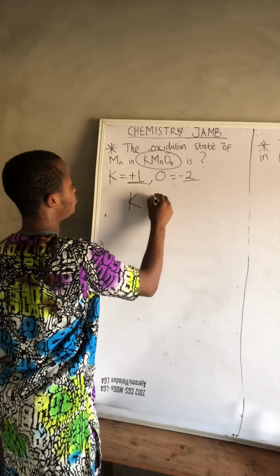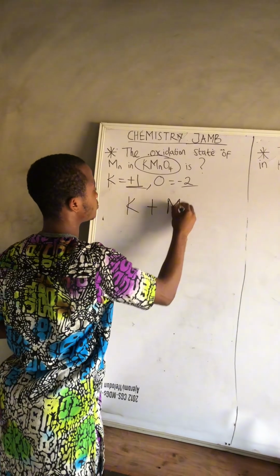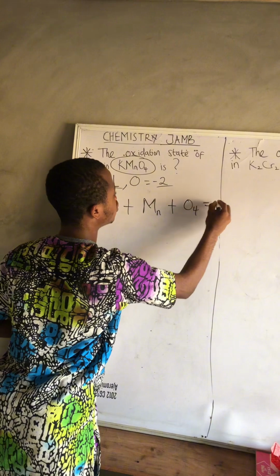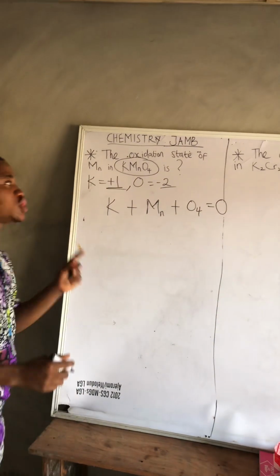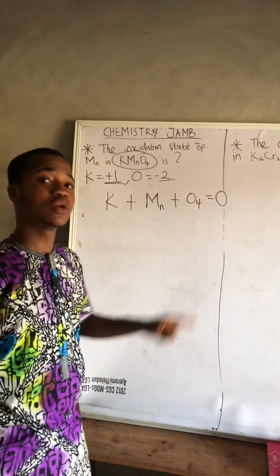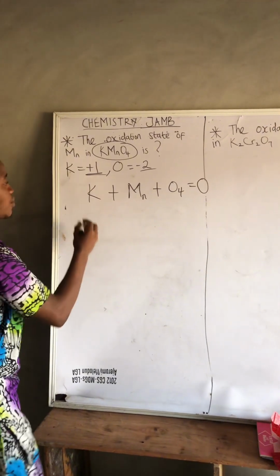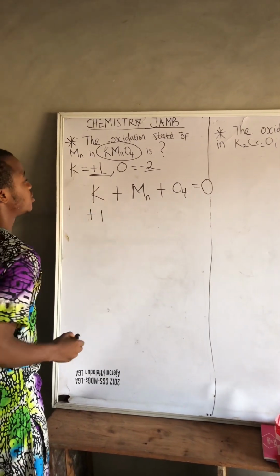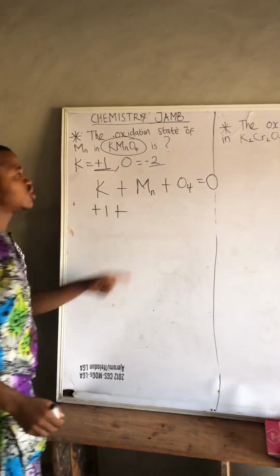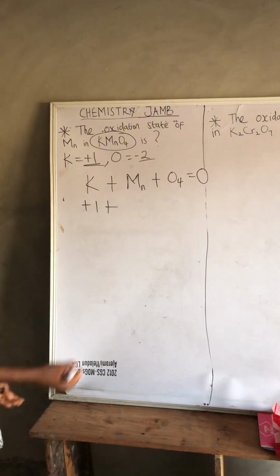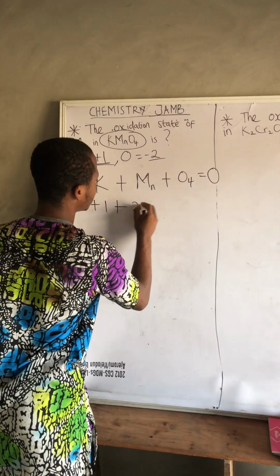K plus Mn plus O4 is equal to what? 0. So the sum of the oxidation numbers will be equal to 0. So now what is the oxidation number of potassium? +1. Write it there. Plus what is the oxidation number of manganese? That is what we are looking for. We don't know it, so let us just represent it with X.